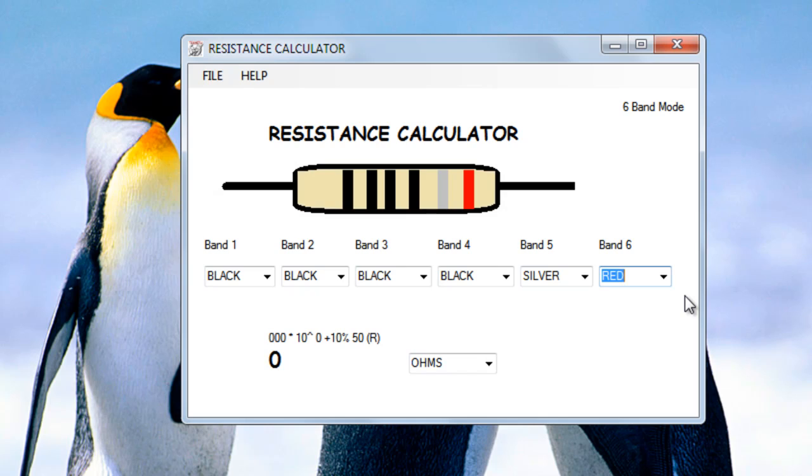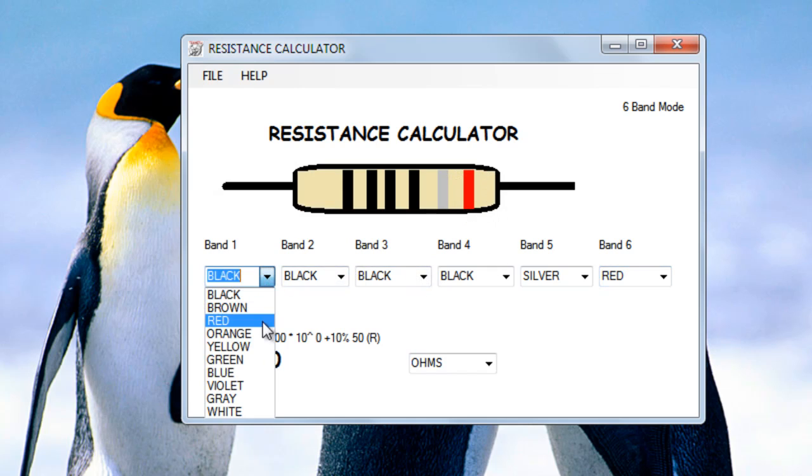So in the 6-band mode, everything is the same as 5-band mode, just there is an extra band for temperature coefficient. If I remove this band 6, the process of finding the resistance is the same as band 5. First 3 are significant digits, fourth one is multiplier, fifth is tolerance, and here the sixth is temperature coefficient.